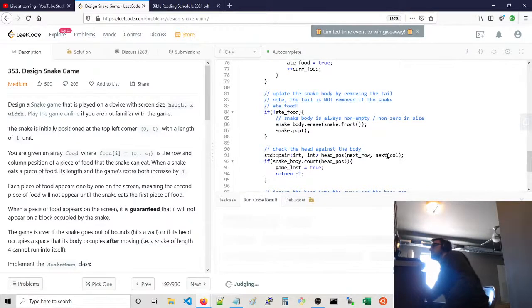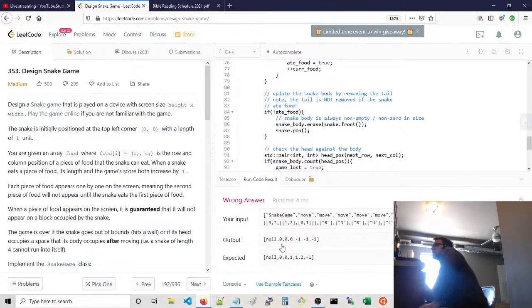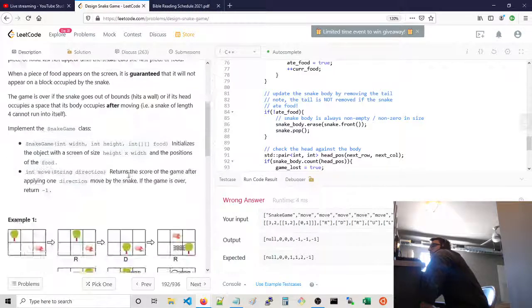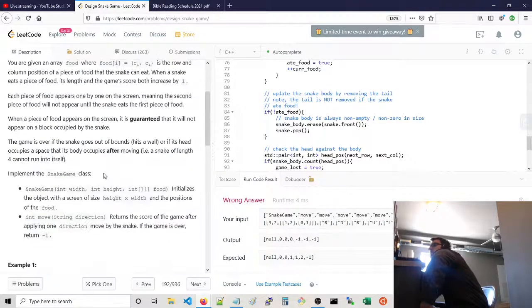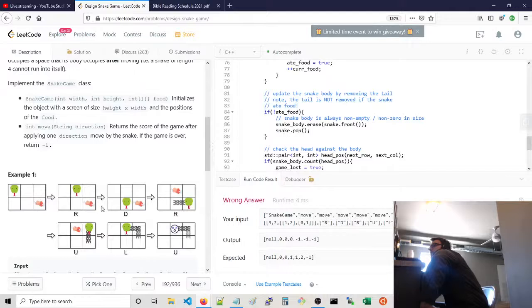Alright, what does that look like? So 0, 0, and then 0, 0, oh. What is this? 3, 2, 1, 2, 0, 1. Number of rows, number of columns. This is where the food is. 0, 1, 2. 0, 0, 1, 2. So 1, 2 is the initial. So right, down, right.